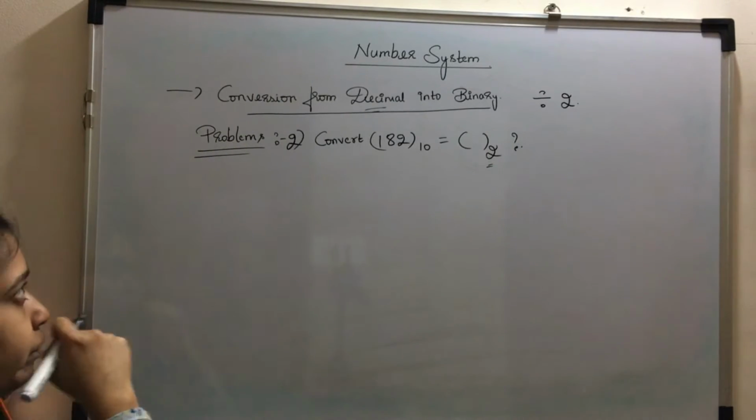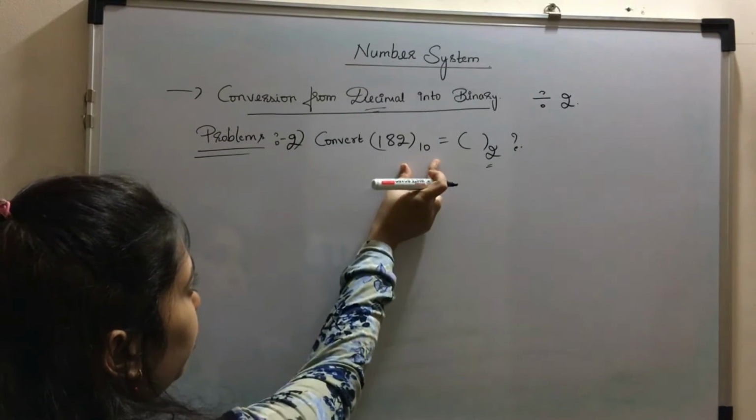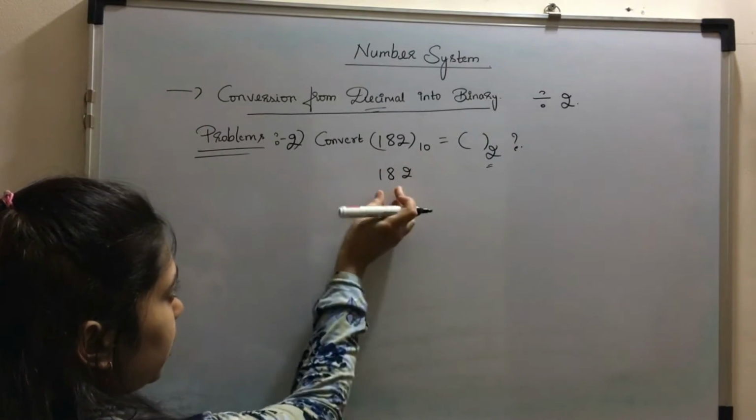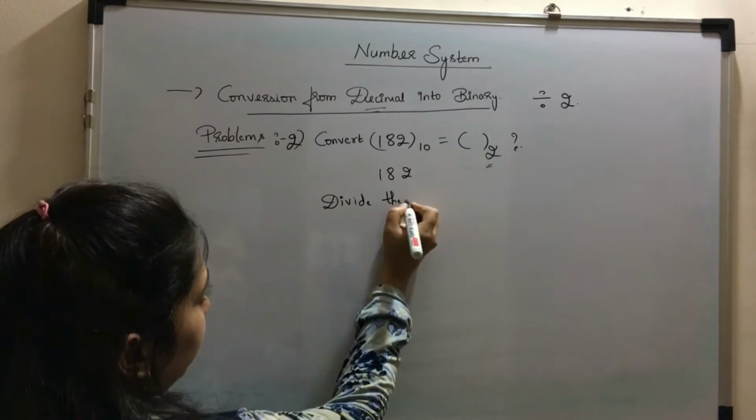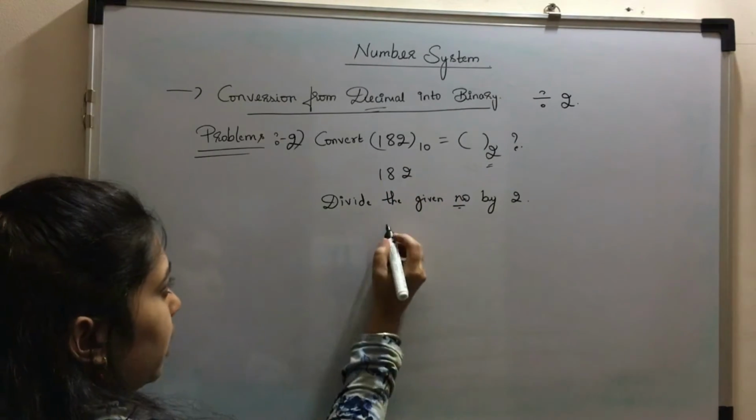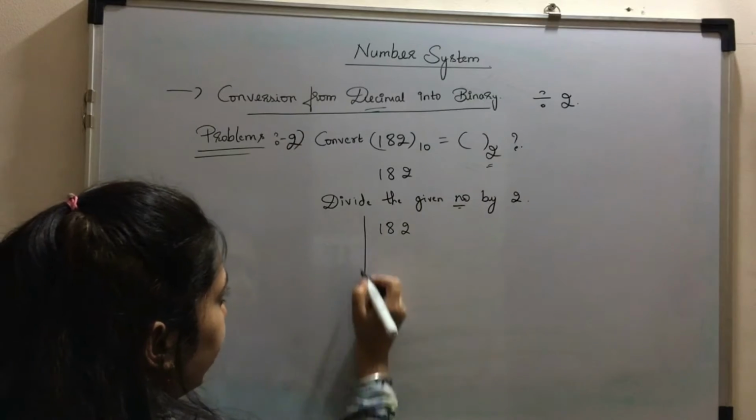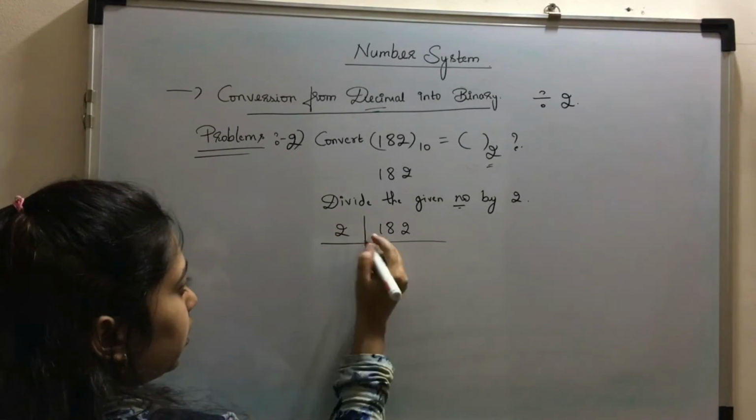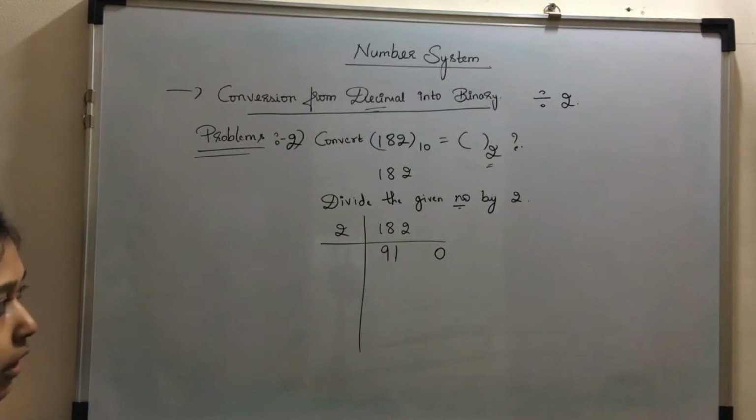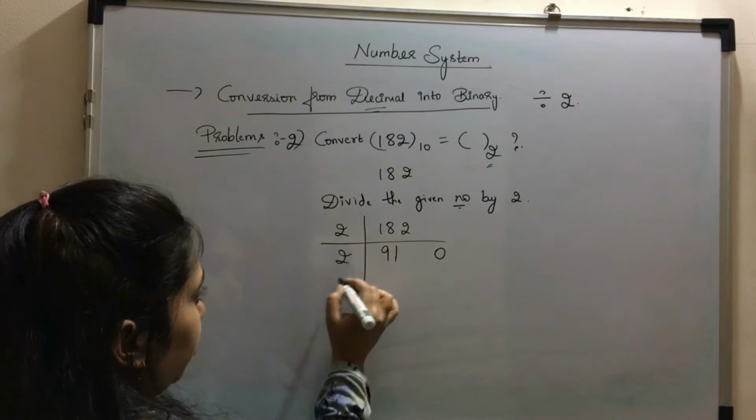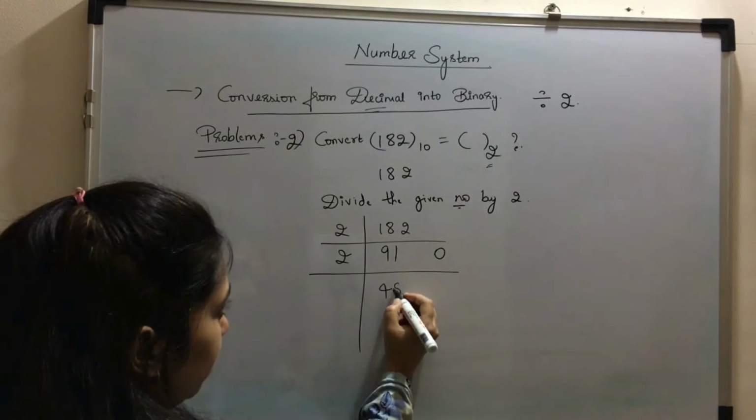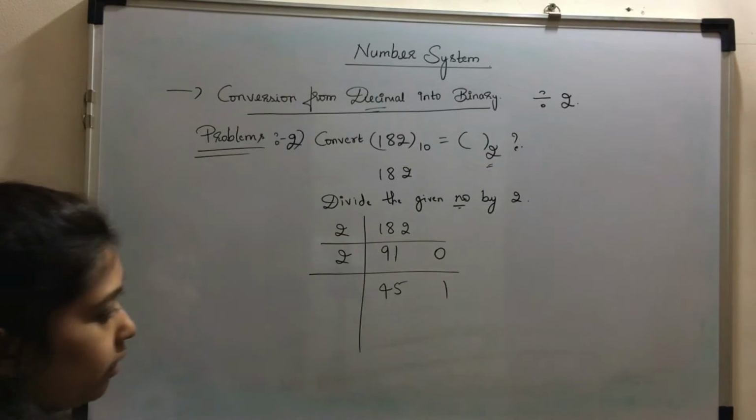Fine. So the next problem is convert 182 base 10 to binary. The given decimal number is 182. This is an integer number, so first we have to divide the given number by 2. Now let us see how to divide 182 by 2. 2 9s are 18 and 2 1s are 2. So the remainder is 0 and the quotient is 91. Again divide this 91 by 2. 2 4s are 8, 1 carry, 2 5s are 10. So the remainder is 1.